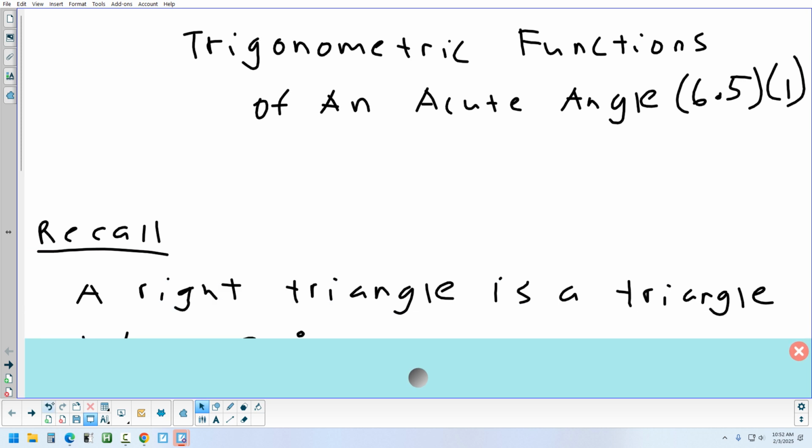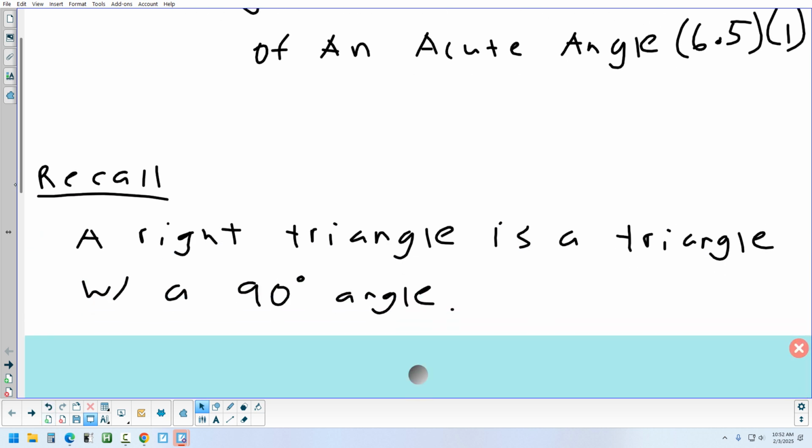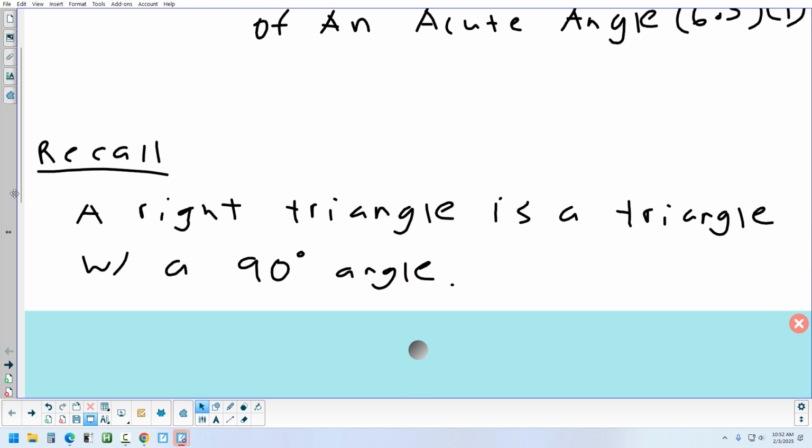So first of all, when we are doing right triangle trig, we are going to be working with triangles that always have a 90-degree angle. Any triangle with a 90-degree angle is called a right triangle. In a right triangle, does anybody remember what you call the two short sides? The legs, yep. And the longer side? The hypotenuse.